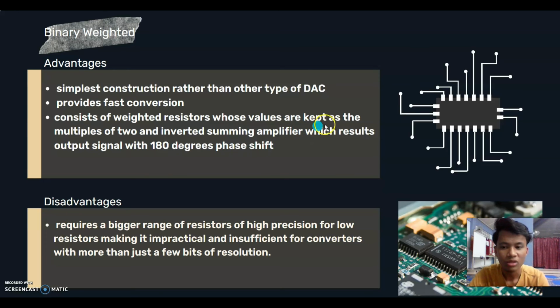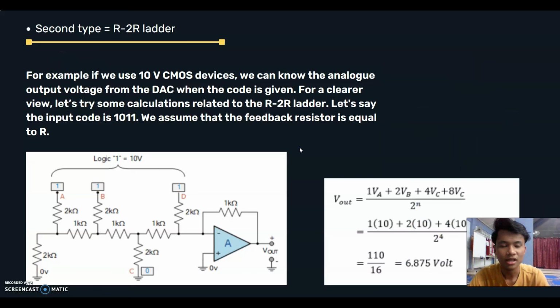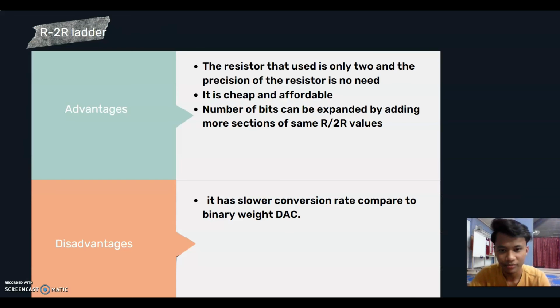Now, we move to the second type of DAC, which is the R2R ladder. For a clearer view, let's try some calculation related to the R2R ladder. Let's say the input code is 1011. We assume that the feedback resistor is equal to R. So this is the diagram and this is the formula. We insert the values into the formula and we get 6.875 volt.